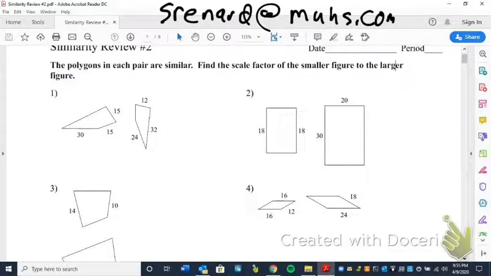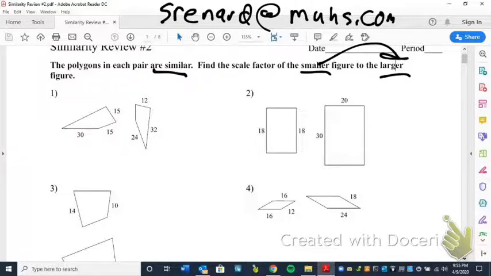So, Similarity review number 2. We're going to finish this up and then move on. Here we have that the polygons in each pair are similar, so we don't have to worry about whether or not they're similar. All we have to do is find the scale factor of the smaller figure to the larger figure. That means the number we give as a ratio. So let's say the ratio is 1 to 2. One is twice as big as the other one. If we want smaller to bigger, we go 1 to 2. If we want bigger to smaller, we go 2 to 1.